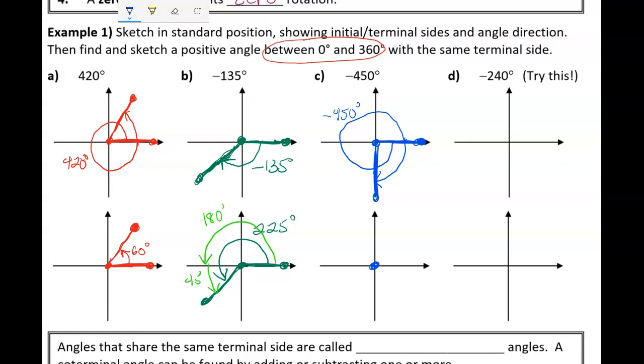Now we want to create an initial side and terminal side that are the exact same as that angle above, but create an angle that's positive, between 0 and 360 degrees, that gets us to the same place, and you'll recognize that one as 270. All right, let's pause the video and try D on your own.